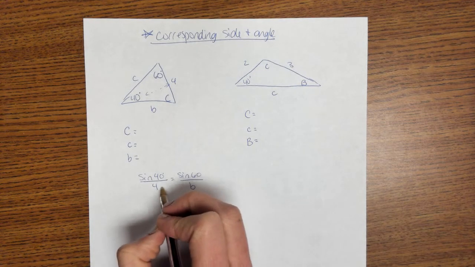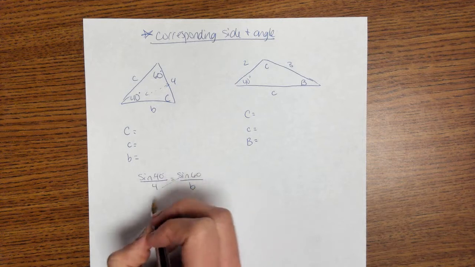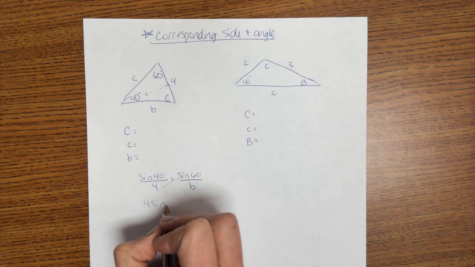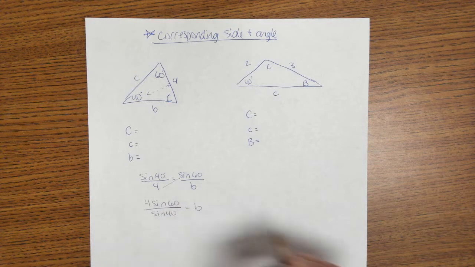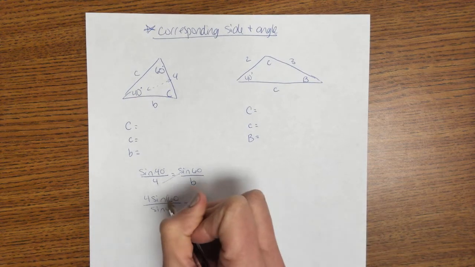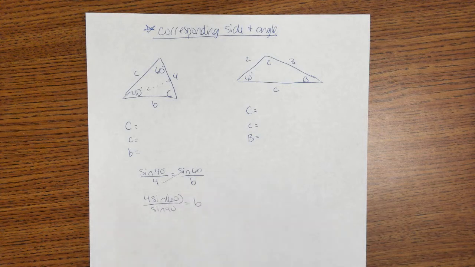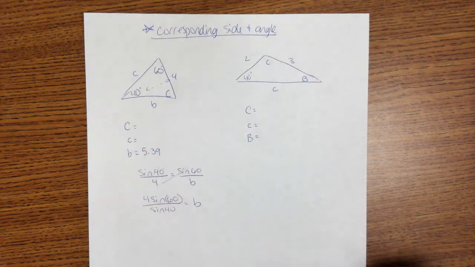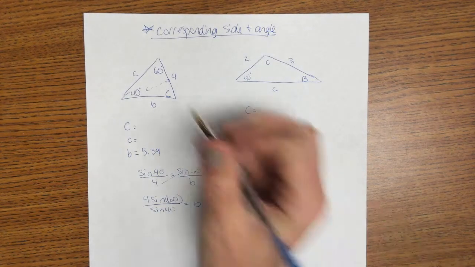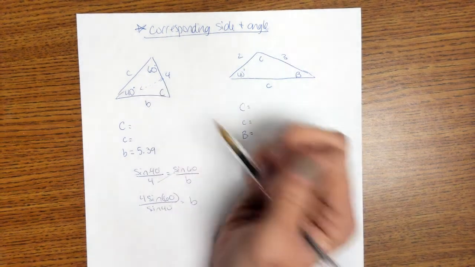So in order to solve it, you cross multiply and divide. So we're going to type in 4 sine of 60 divided by sine of 40. That's going to give me B. Now when you do that, make sure your calculator already puts a parenthesis. Make sure that you close it after the 60. So we do 4 sine of 60 divided by sine of 40. It tells me that B is 5.39.